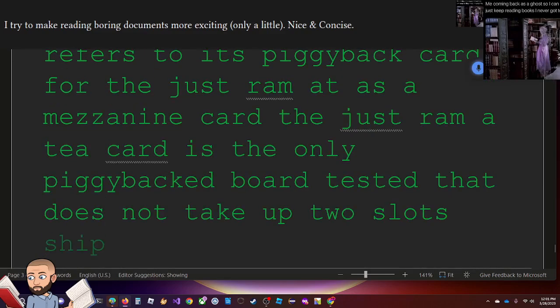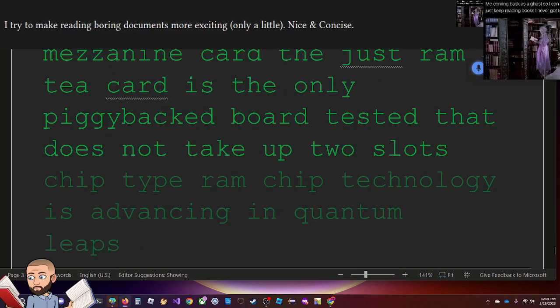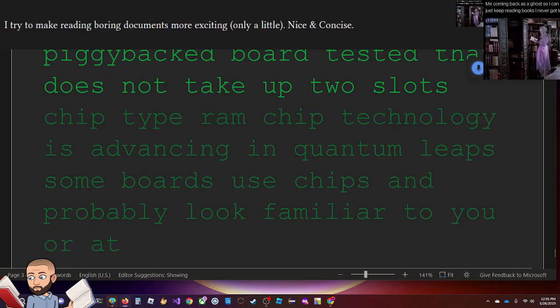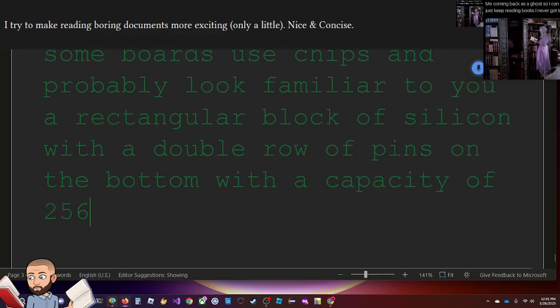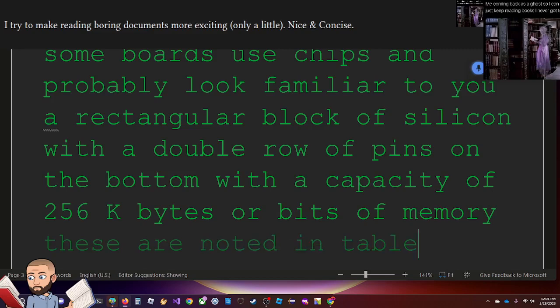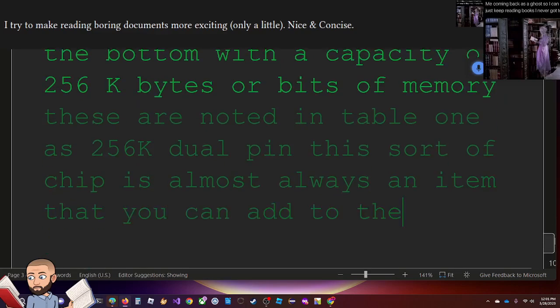Chip type. RAM chip technology is advancing in quantum leaps. Some boards use chips that probably look familiar to you: a rectangular block of silicon with a double row of pins on the bottom, with a capacity of 256K bytes or bits of memory. These are noted in Table 1 as 256K dual pin. This sort of chip is almost always an item that you can add to the board yourself.